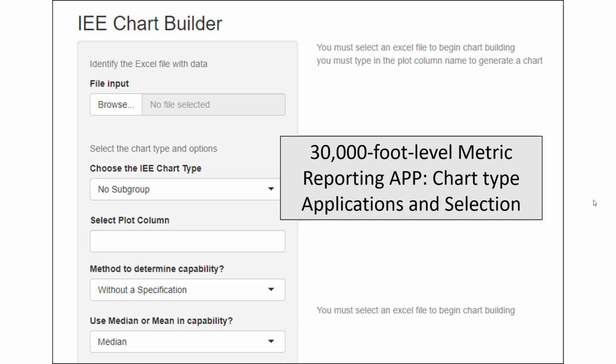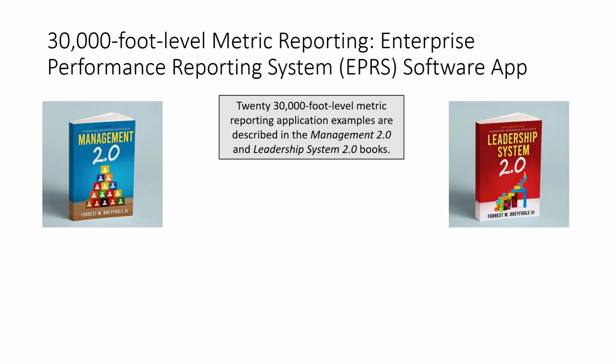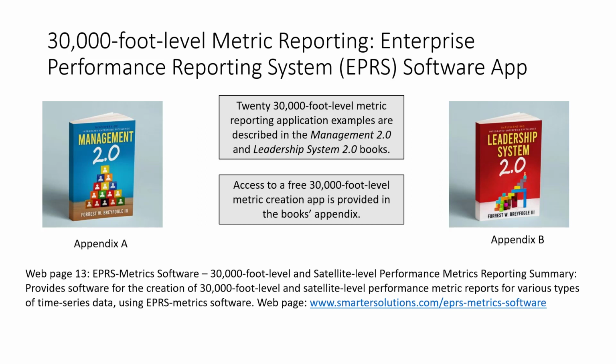Forrest Breyfogle here. In this session, I'll be talking about chart type applications and selections in a 30,000 foot level metric reporting app. 20 30,000 foot level metric reporting application examples are described in Management 2.0 and Leadership 2.0 System 2.0 books. Access to a free 30,000 foot level metric creation app is provided in the book's appendix.